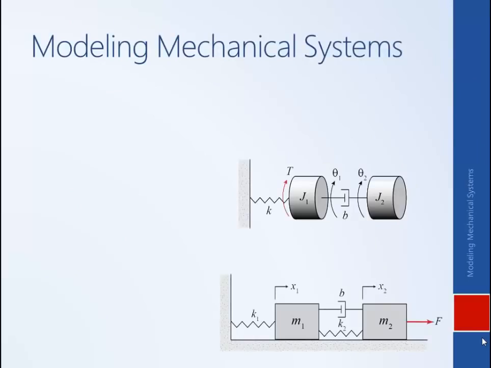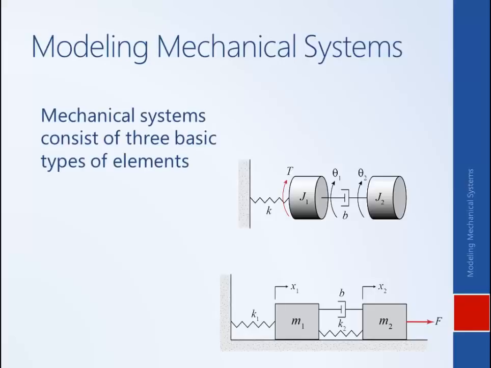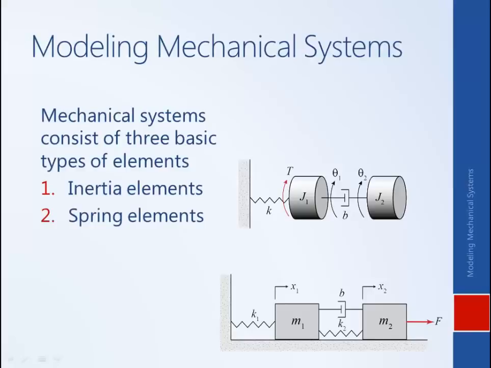Here are two example mechanical systems. The bottom system is a translational system, and then the one above it is a rotational system. We will do both. Each type of system consists of three basic types of elements. One, inertia elements, such as the mass or rotational inertia shown, spring elements, and damper elements.